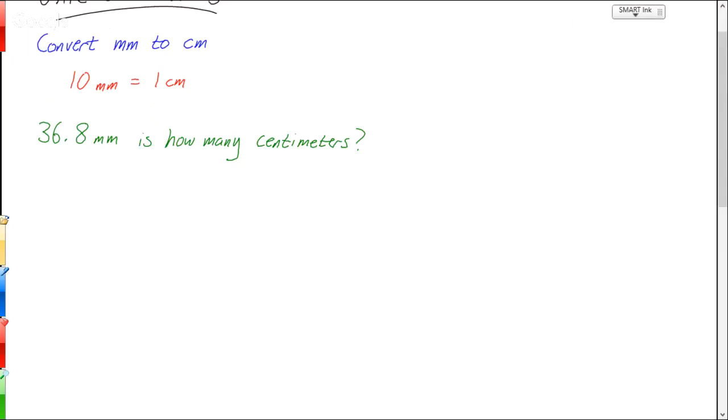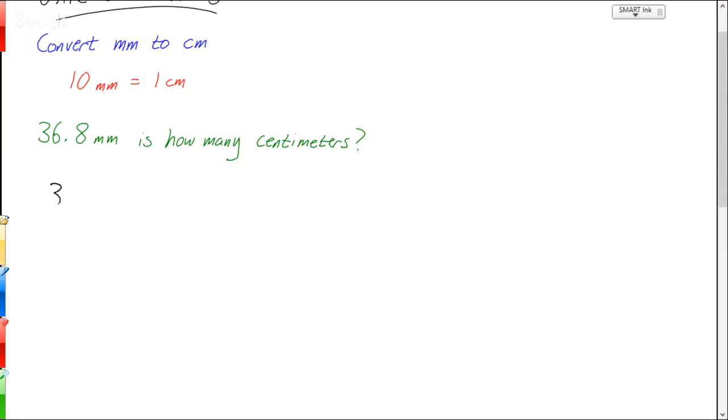One way that works well for a lot of people is called the factor label method. You can do whatever you want. As long as you can get the units converted properly, you do it however works for you. But this is one method that works for a lot of people, so I'm going to show you. You don't have to like it. You don't have to do it if you don't want to.